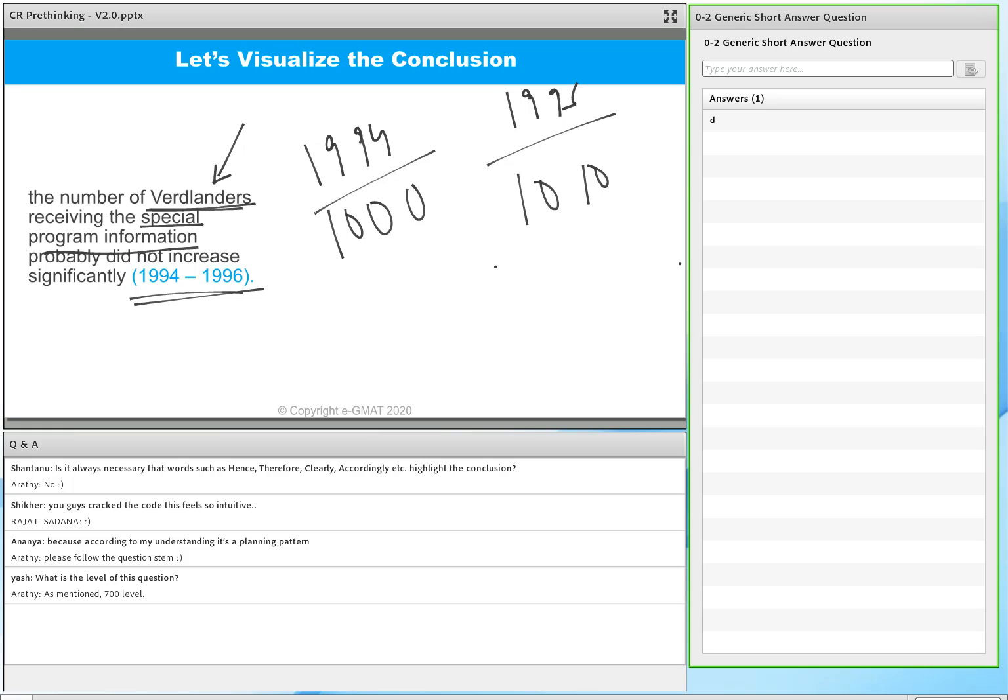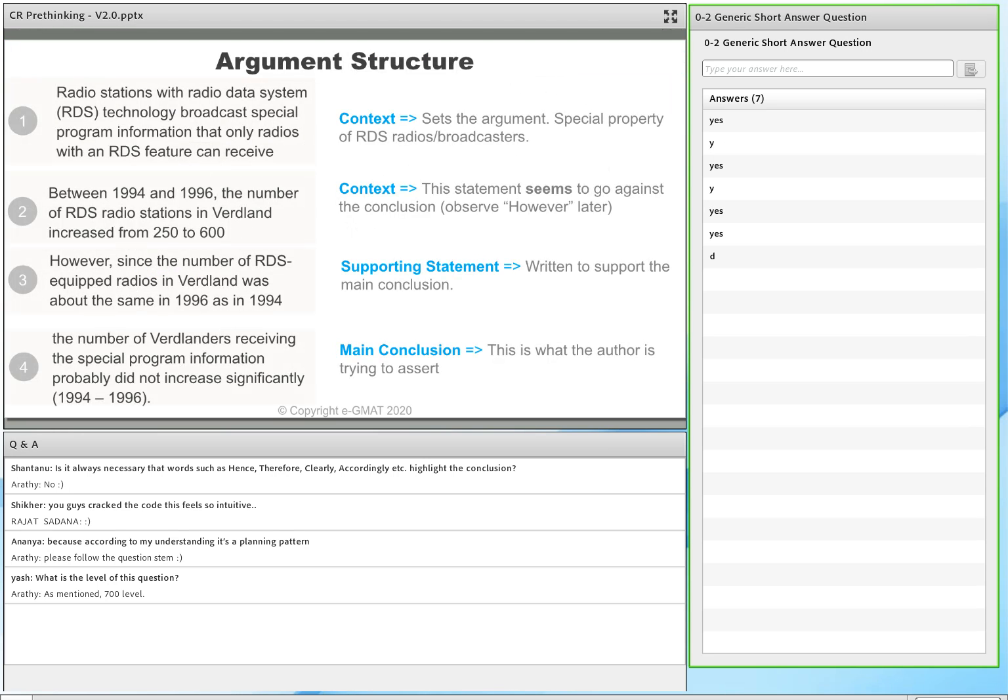If it was 1 million in 1994, it's kind of remained around that million in 1996. Is the visualization piece clear to everyone? That's what we are saying. The number of Verlanders who receive this special program information did not change a whole lot. I think this part should be there.